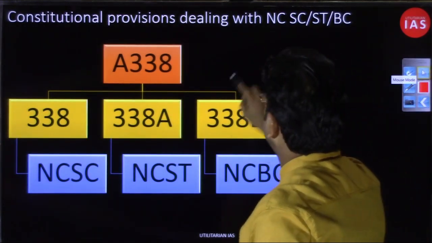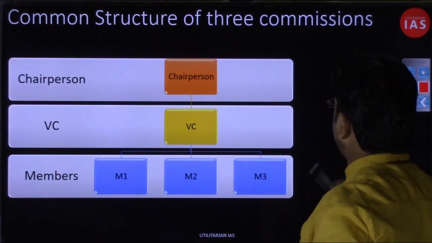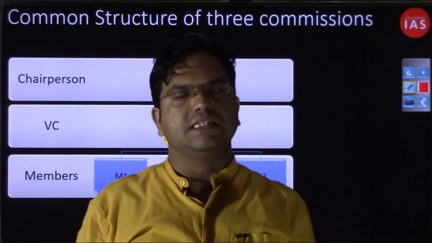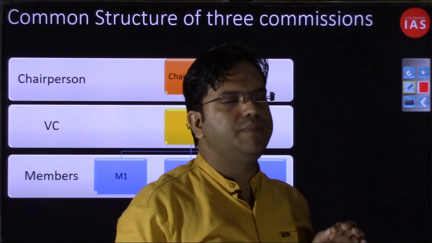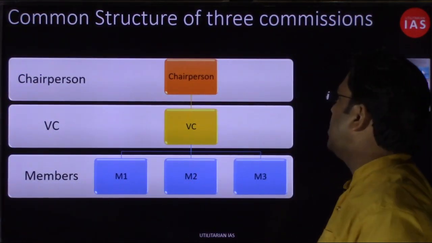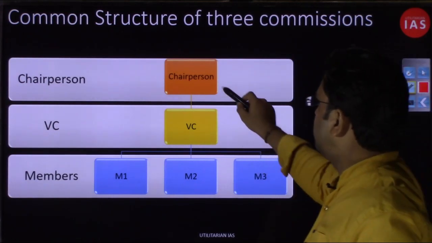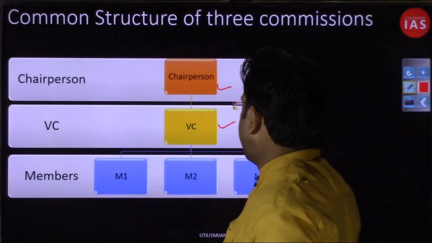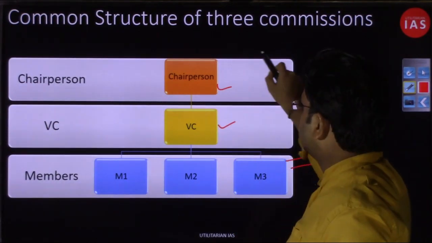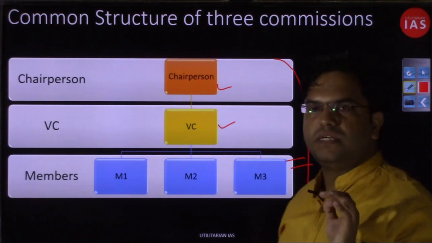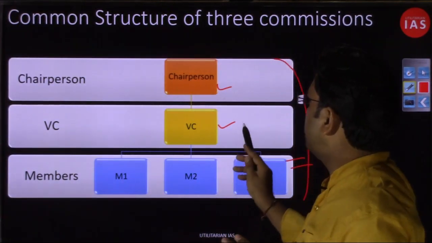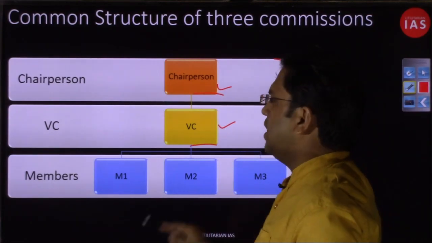Now we are moving to the next slide to discuss the structure. This is the common structure that you will find for all these three bodies, be it NCSC, NCST, or NCBC. This is going to be a 5-member body where you will have the chairperson at the top, then the vice chairperson, and 3 members. Now let us repeat it. This structure is common for all these three commissions, that is NCBC, NCSC, and NCST. So a 5-member body: chairman, vice chairman, and 3 members.